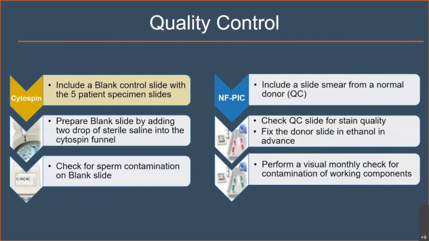The quality control for this test is very important, and the quality control is done at two stages. One is during the preparation of the smear, and along with the test sample, we include a blank slide, and the blank slide contains only the 2 drops of saline, and this is used to check for any contamination. The second quality control is used at the time of the NFP staining, and this includes a smear from a normal semen sample to check the quality of the stain. And we perform a visual monthly check for the contamination of the working components. Next slide, please.